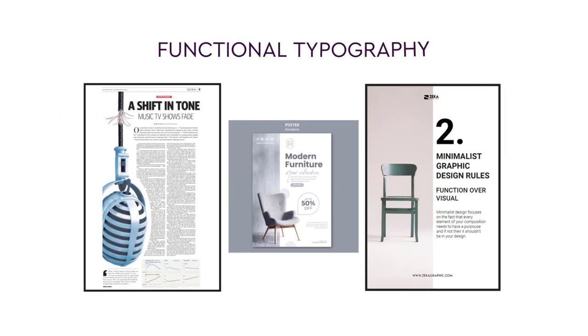These are examples of functional typography. It's being used in advertising here. These are social media posts. Let's say this person wants to sell the chair, so this is 50% off. The major thing here is communication. Communication is what is driving the design here. You can see this is a newspaper. Communication is a key theme.